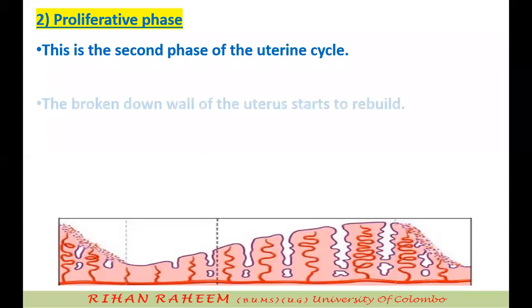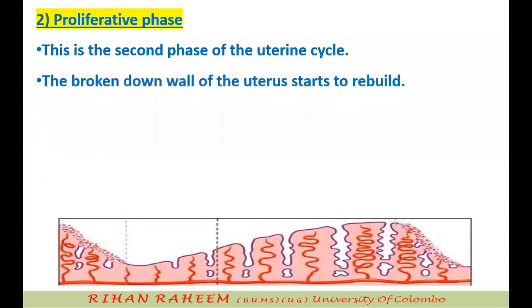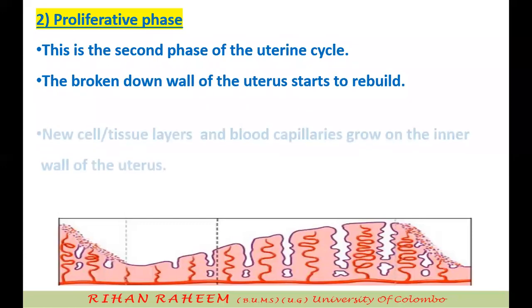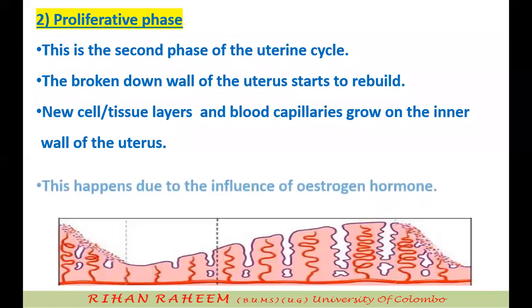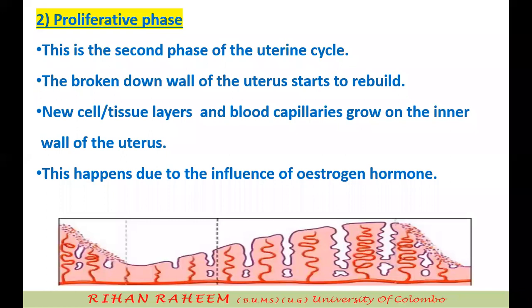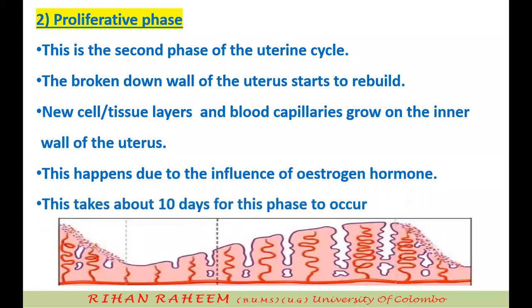In the second phase of the uterine cycle, the broken down walls of the uterus start to rebuild. New cells, tissue layers, and blood capillaries grow on the inner wall of the uterus. This happens due to the influence of the estrogen hormone. So this takes about 10 days.